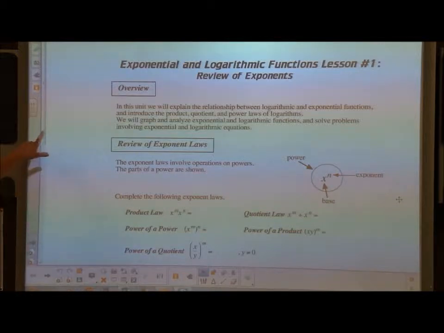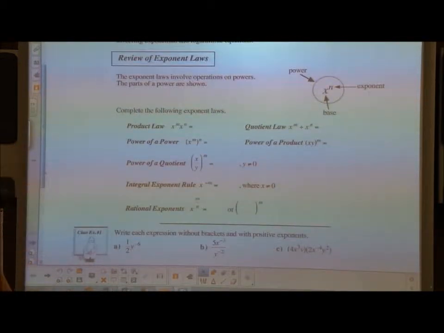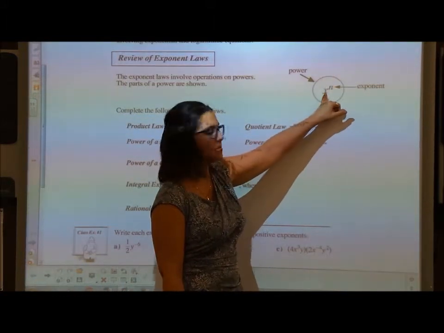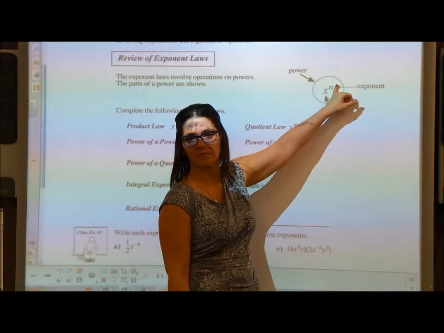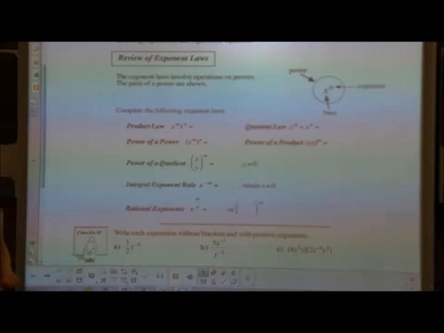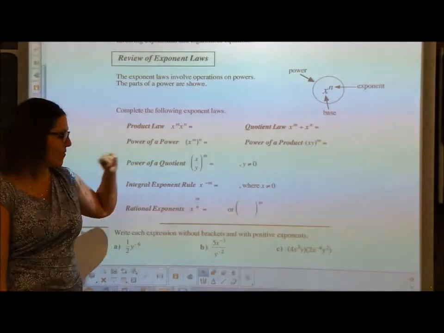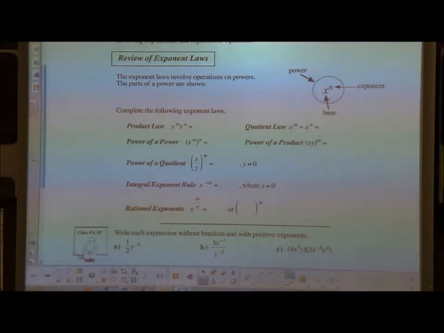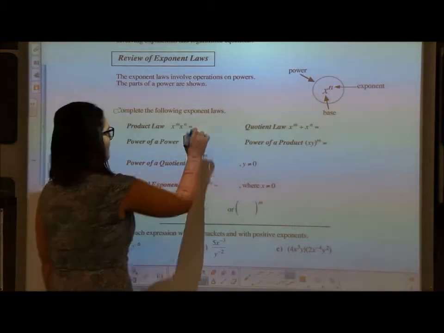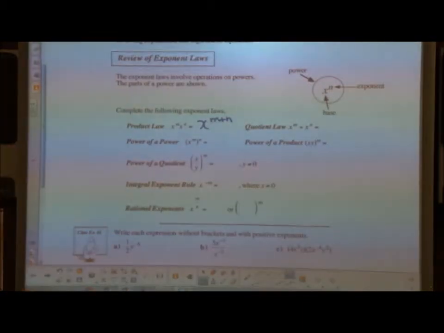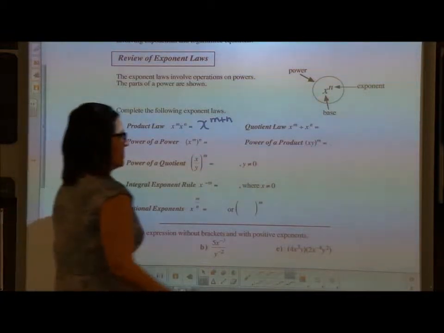Okay? So, exponent laws. The whole thing is called a power. Base, exponent. Fairly straightforward. We go through our power laws from grade 10. Product law. If the base is the same and I'm multiplying the two powers, what do I do to the exponents? Add them. If I'm dividing, what do I do to the exponents? Subtract them.